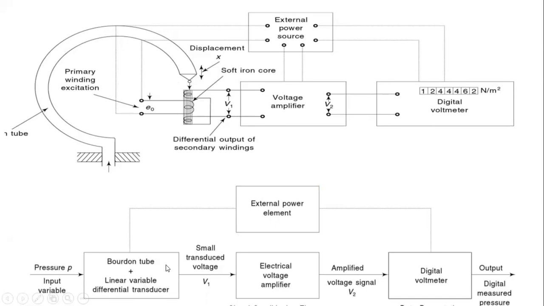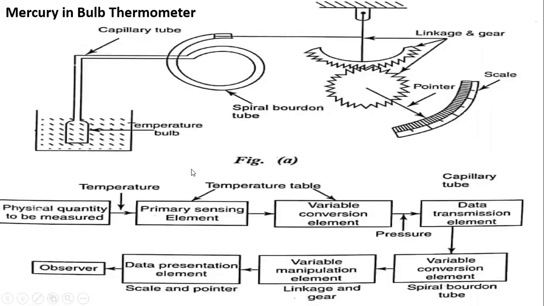This is exactly what is happening here. When you apply pressure, the input variable, the Bourdon tube plus LVDT become the primary and secondary transducers. The small transducer voltage is given to the electrical voltage amplifier. This is signal conditioning. The amplified signal is given to the digital voltmeter, where you require an external power supply. So you have an auxiliary element here and the basic three functional elements. That's how we understand it.